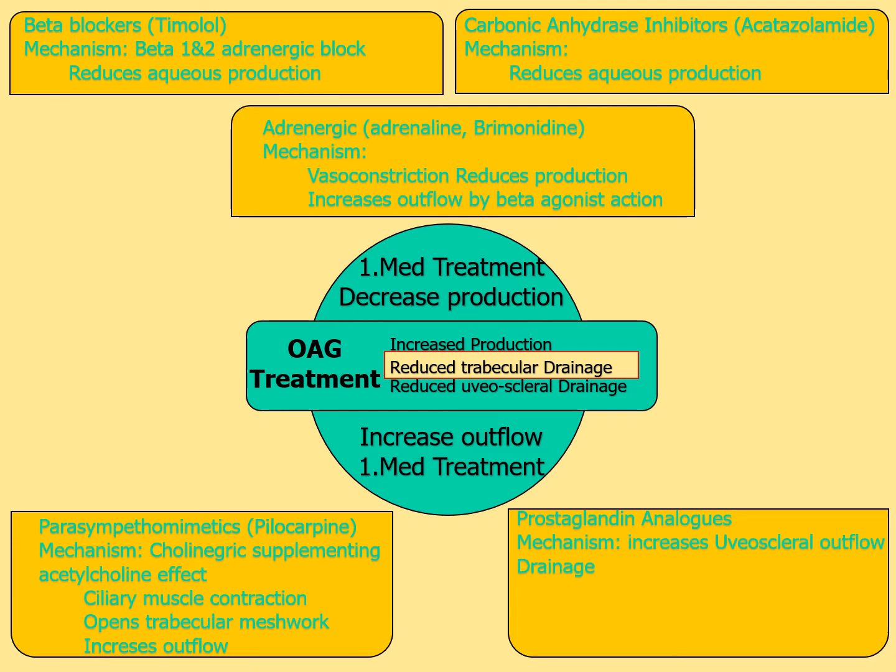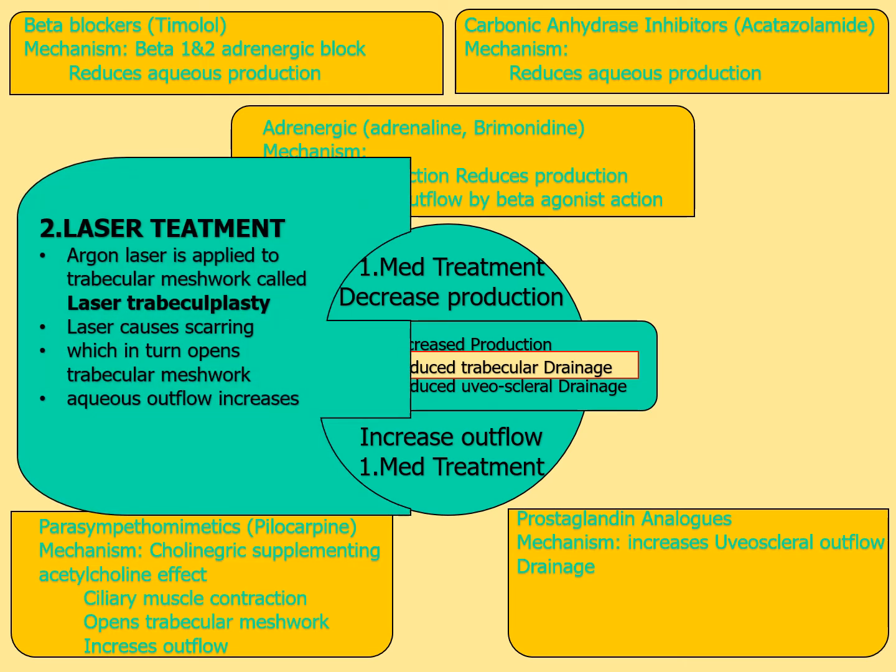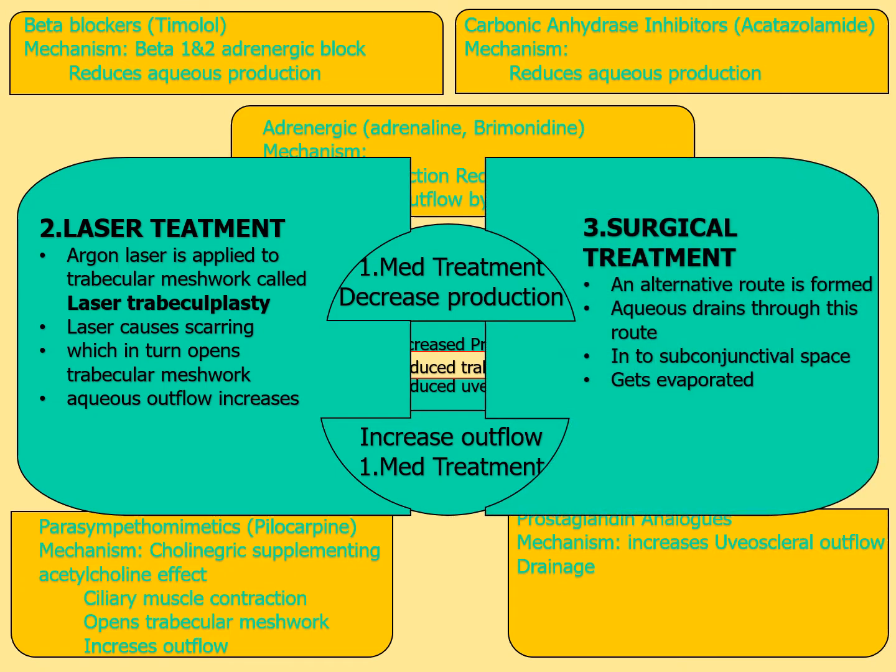Now, if the medical treatment is not sufficient, you have to add more, and what else do you add? You can either do the laser treatment or you can do the surgery. In the laser treatment, you use the argon laser, and the argon laser is applied to the trabecular meshwork, and the procedure is called laser trabeculoplasty. How does it work? Laser causes scarring at the trabecular meshwork, which in turn opens the trabecular meshwork and the aqueous outflow increases. The surgical treatment is by a procedure called trabeculectomy.